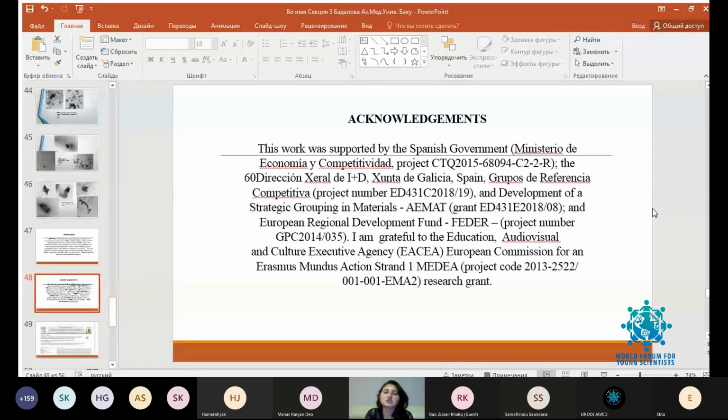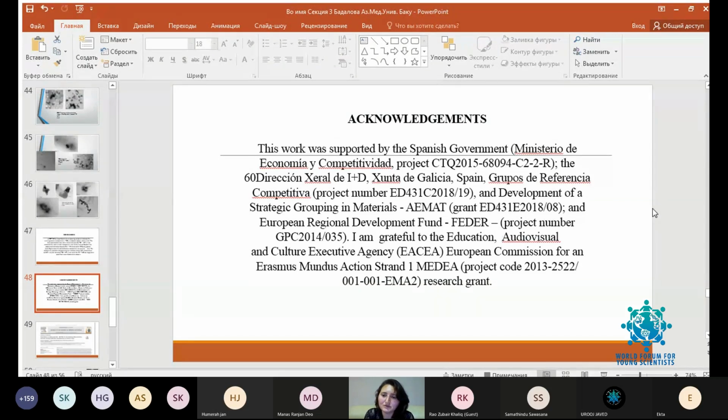Acknowledgments: this work was supported by the Spanish government. This is our project. It was under the Erasmus Mundus framework.